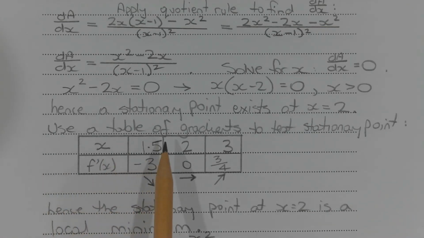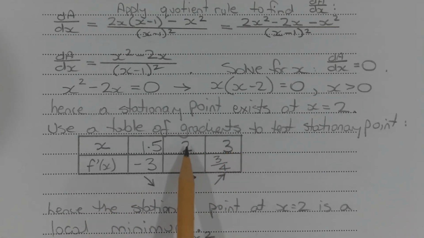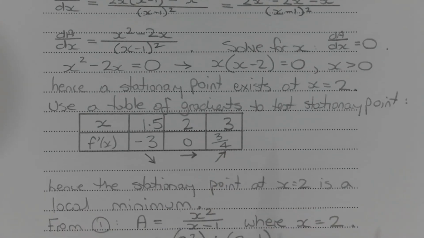So we're going to use the table of gradients to test the nature of the stationary point. We know that at x equals 2, the gradient f'(x) is equal to 0. To the left of 2, I'm going to test x equals 1.5. We get a gradient of negative 3. And to the right of 2, I'm going to test x equals 3. I get a gradient of 3 over 4. So we have a negative gradient, 0, positive gradient. Hence, the stationary point at x equals 2 is a local minimum.